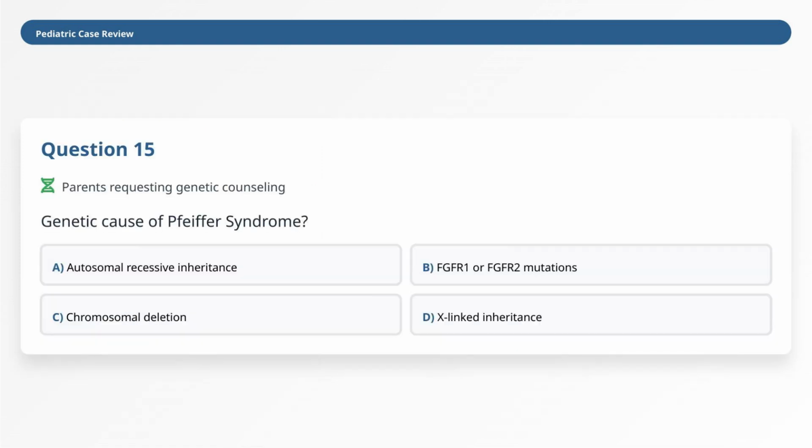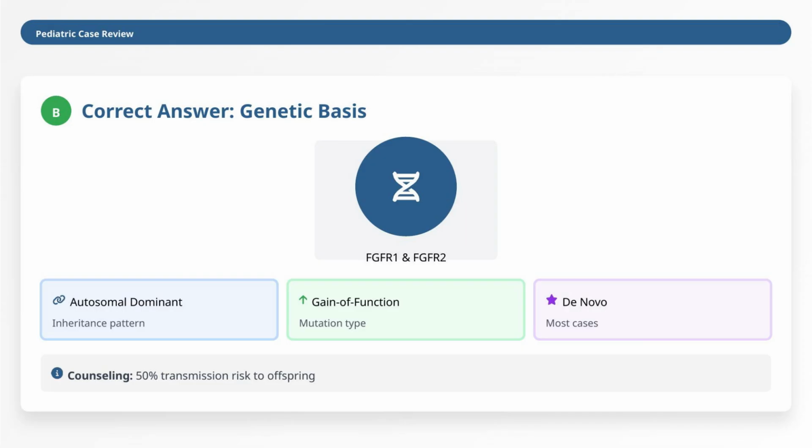Question 15. Parents of a child with Pfeiffer syndrome request genetic counseling regarding future pregnancies and inheritance patterns. What is the genetic basis of this syndrome? Option A, autosomal recessive inheritance. Option B, mutations in fibroblast growth factor receptor 1 or 2 genes. Option C, chromosomal deletion. Option D, X-linked inheritance. The correct answer is B.